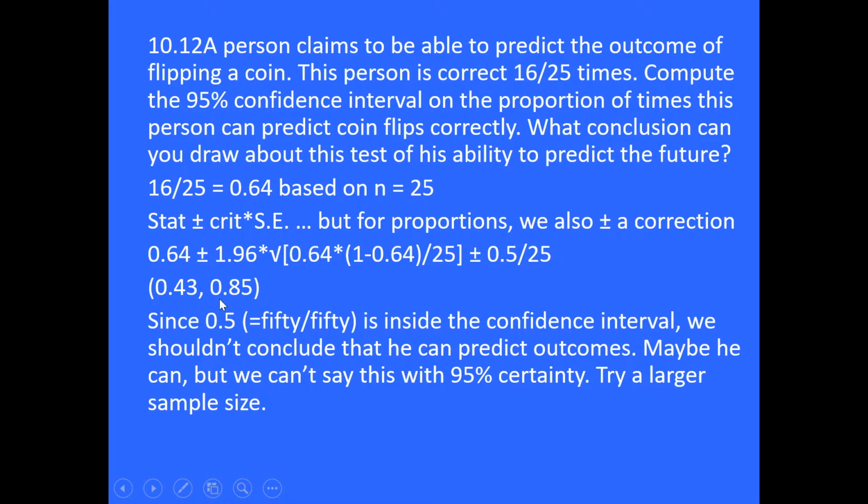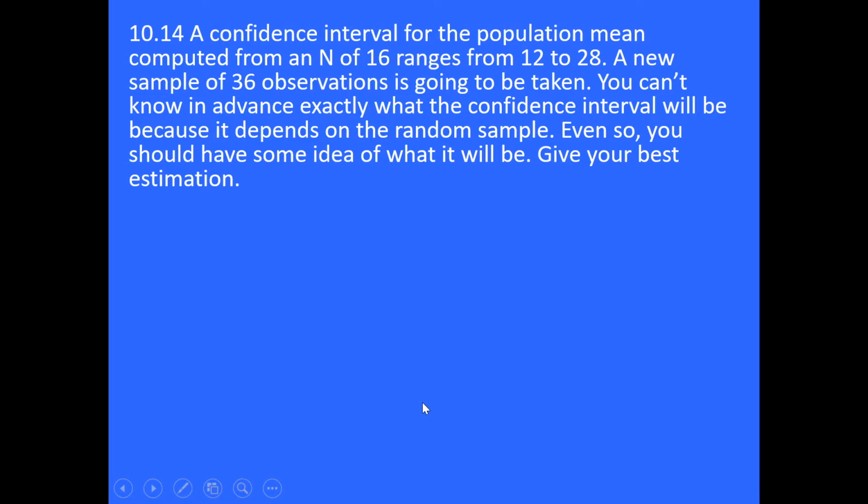Now, what if it wasn't? What if the lower limit was 0.6? Then you'd say, yeah, this guy can predict the outcome. All right, so that's 10.12. Let's take a look at 10.14.